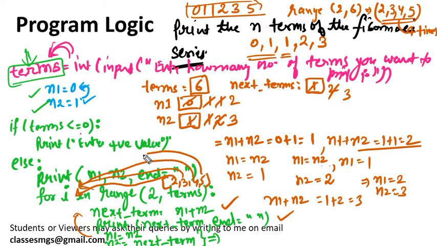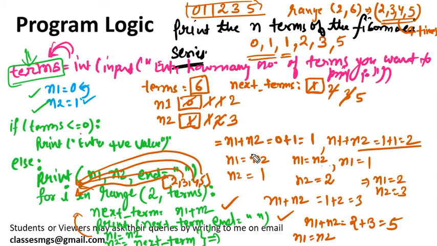Again the loop will continue, and 5 will come in the i. So next term will become n1 plus n2 again. n1 value is 2, n2 value is 3, 2 plus 3 is equal to 5. So your next term will become 5. The print statement will execute and you will print the 5 here. And next n1 equals n2, which means n1 will become 3, and n2 equals next term, whose value is 5. So n2 becomes 5.